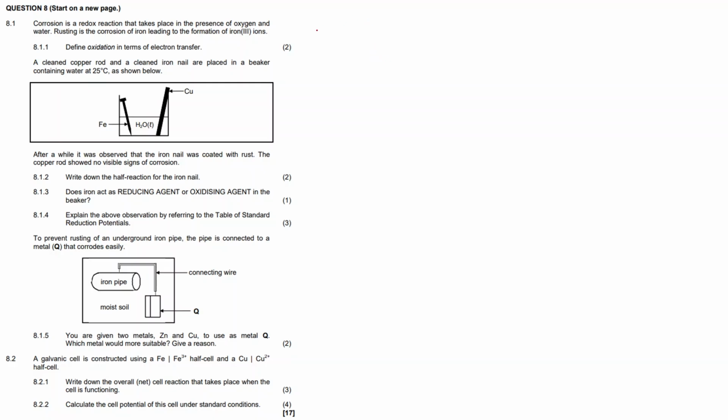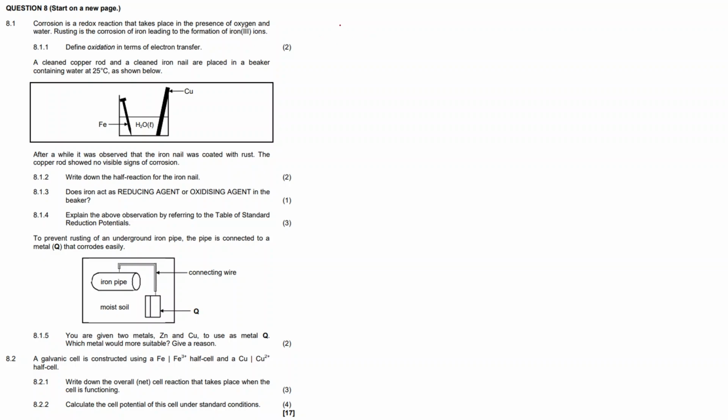Hi guys, today we're going to be looking at a question on redox reactions. Corrosion is a redox reaction that takes place in the presence of oxygen and water. Rusting is the corrosion of iron leading to the formation of Fe3+ ions. Question 8.1.1. Define oxidation in terms of electron transfer.